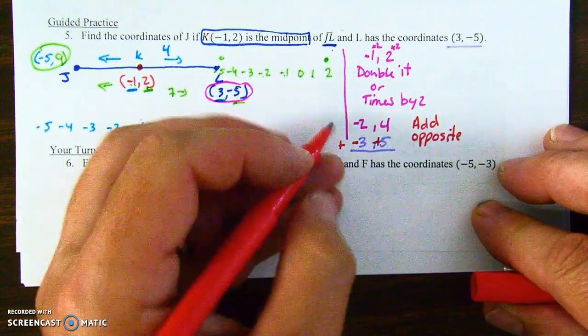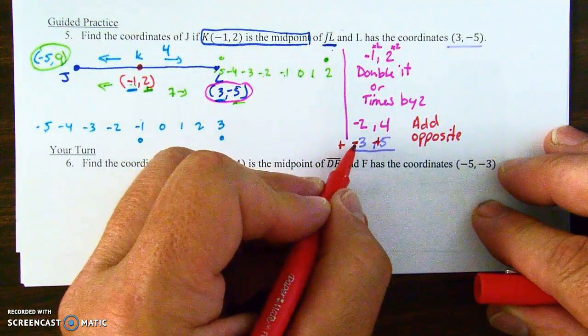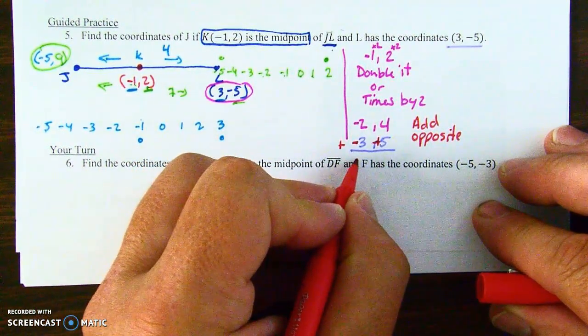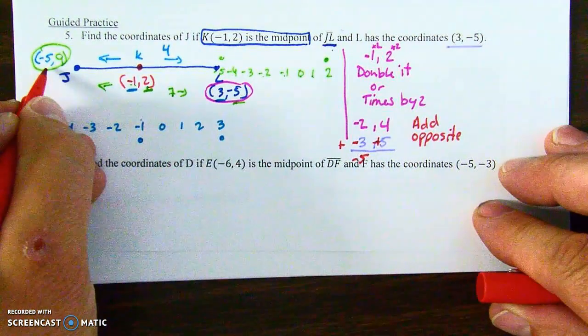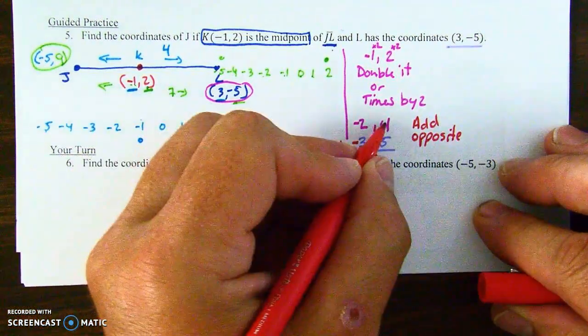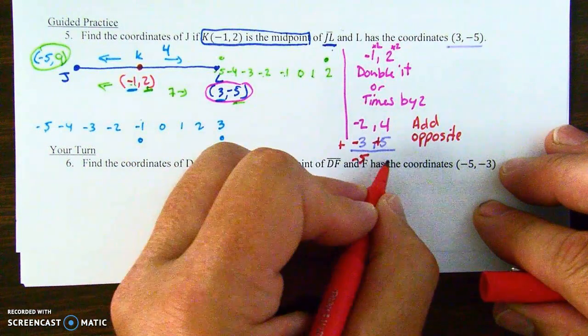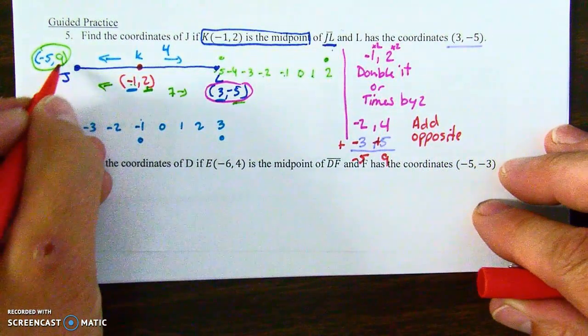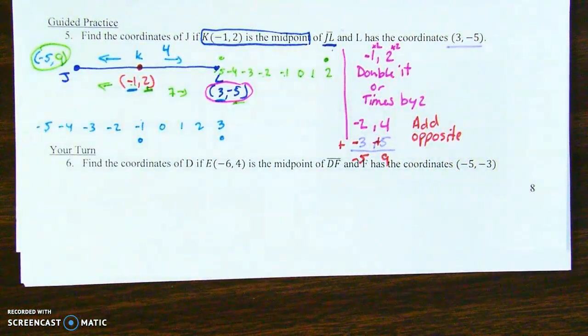Okay, and look what we get here. So we get negative 2 plus a negative 3 gives us a what? Negative 5. Look what we have over here, negative 5. Then we go 4 plus 5 equals 9. And again, we match that there too. So either way works best for you.